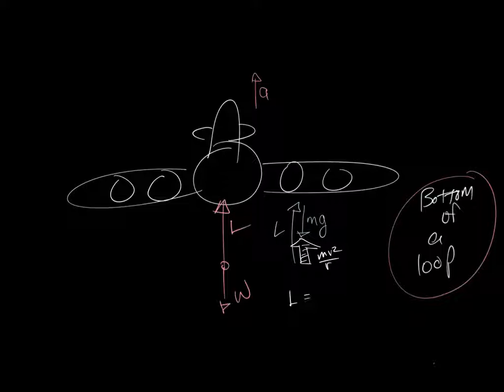We get L equals, can y'all help me? mg plus, all I'm looking at is the length of the vectors, right? And you should probably make it look cute. Factor out an m, what do you get? L equals m times g plus v squared over r. Are you guys cool? Now let's do the same thing, except we'll do it at the top of the loop.